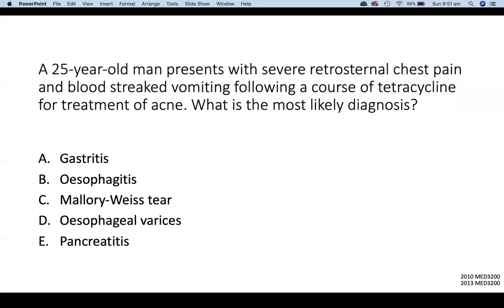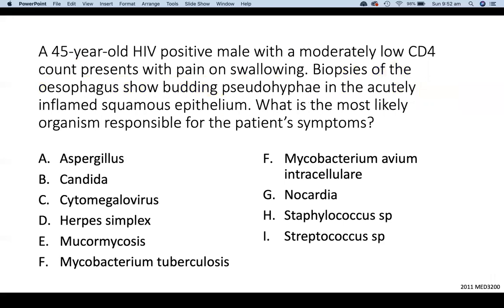Esophagitis. And so what are your other causes of drug-induced esophagitis? Yeah, okay. All of that stuff. So HIV, low CD4, pseudohyphae. Candida, yeah. What are your other causes of infectious esophagitis? CMV, HSV, so these ones?